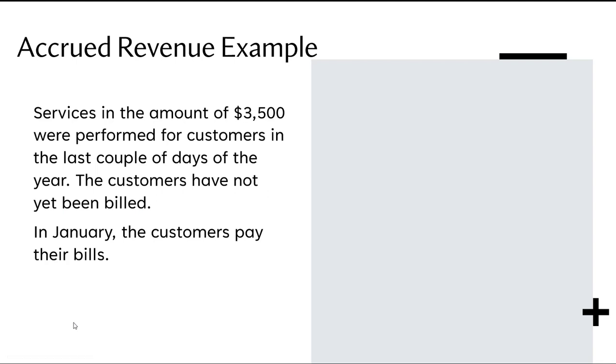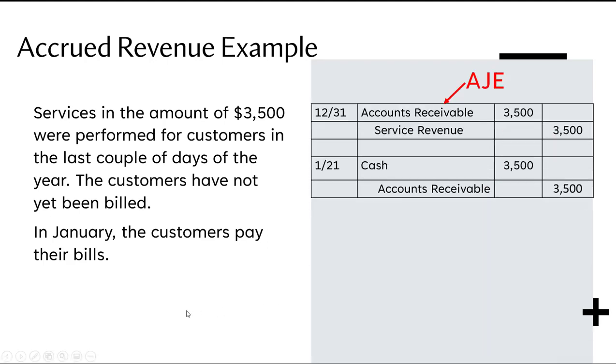All right, let's take a look at accrued revenue. So services in the amount of $3,500 were performed for customers in the last couple of days of the year, but they haven't been billed yet. In January, the customers are going to pay their bills. All right, so this one's kind of simple. We perform services, they haven't paid us, we haven't billed them yet, so what do we have to do? We have to debit accounts receivable and credit service revenue for the money they owe us.